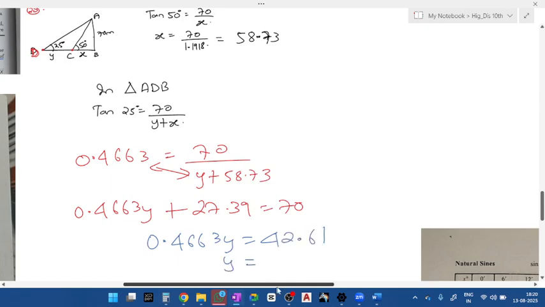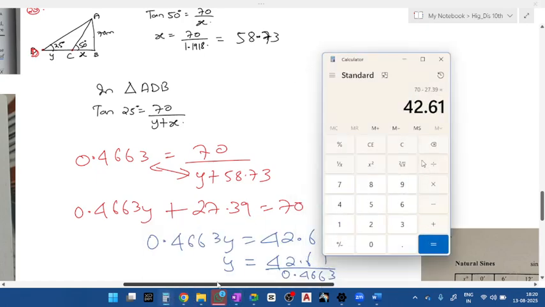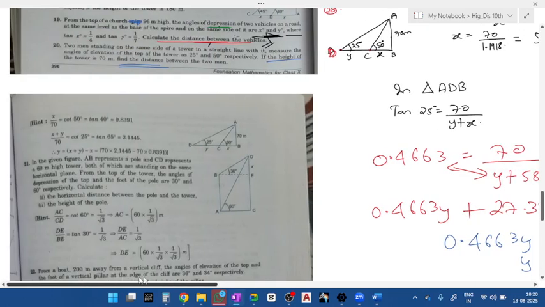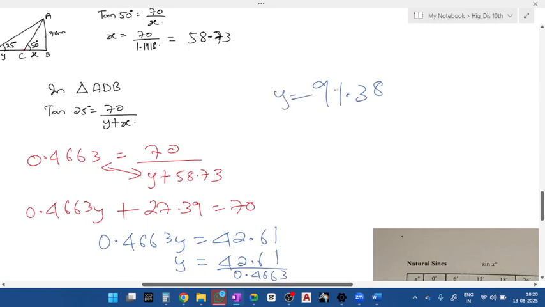If you want to find the value of y, then what do we do? 42.61 divided by 0.4663, right? What's the answer? 91.37. Let me take 91.38. Yes. What do we need to find here? Find the distance between two men. This is the answer, right? 91.38. But if you do using tan, students, it is too lengthy.